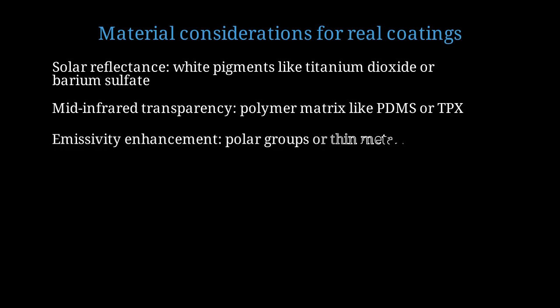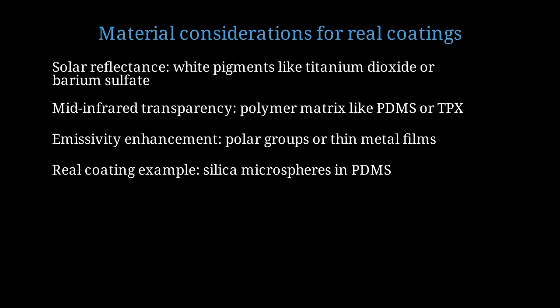Thermal emissivity is enhanced by polar chemical groups in the polymer or by incorporating ultra-thin metal films with carefully designed thickness. A real high-performance coating uses silica microspheres embedded in PDMS. The microspheres provide solar scattering, while PDMS provides infrared emissivity. Such coatings achieve solar reflectance greater than 0.96 and emissivity in the atmospheric window greater than 0.93.